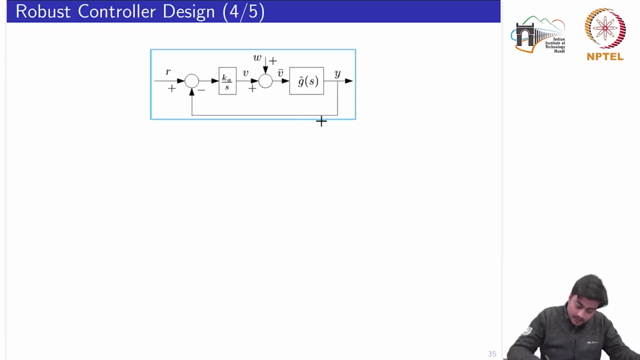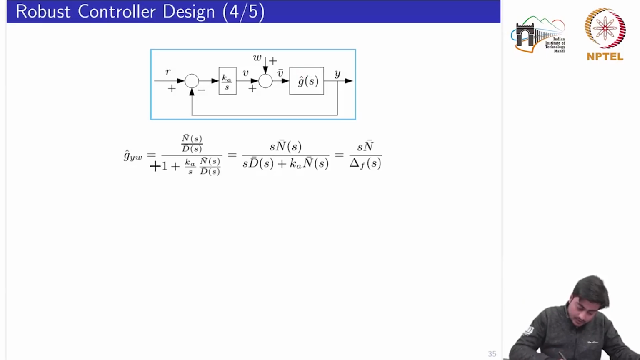Now again going back to the entire closed loop system, again this is G bar hat. So first of all, let's see the transfer function from w to y. Okay, let's see first this part. We can write the forward transfer function, which is n bar over d bar, and the closed loop polynomial, which is 1 plus ka times s into n bar by d bar. Now simplifying this would yield s into n bar divided by the characteristic polynomial of the closed loop feedback system, which is natural.